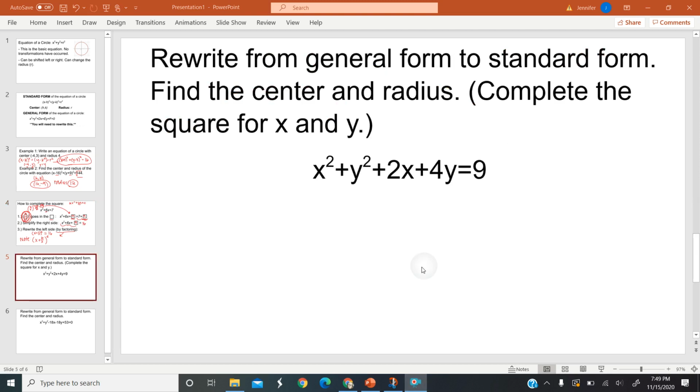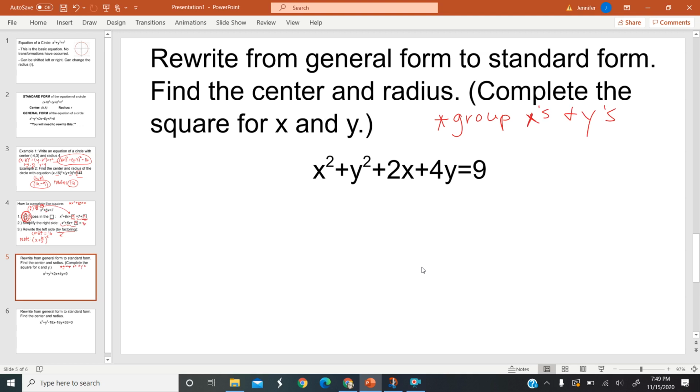Okay, so now we're going to do it with a circle. And the biggest difference here from what we just did is that we need to complete the square for x and for y. So one thing that I'm going to tell you as a tip is in the beginning, you're going to want to group your x's and your y's. So you're going to want those separate. So you're going to want to group your x's and y's.